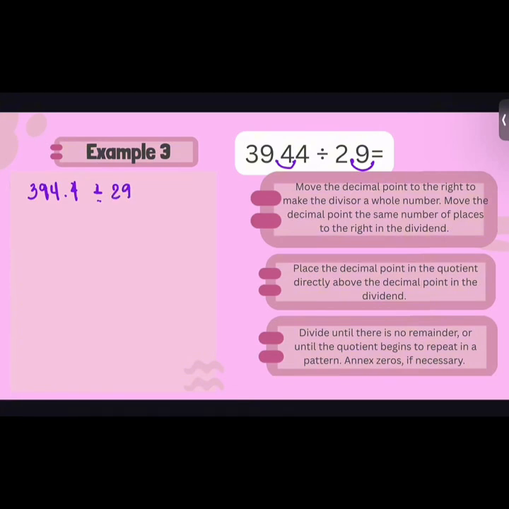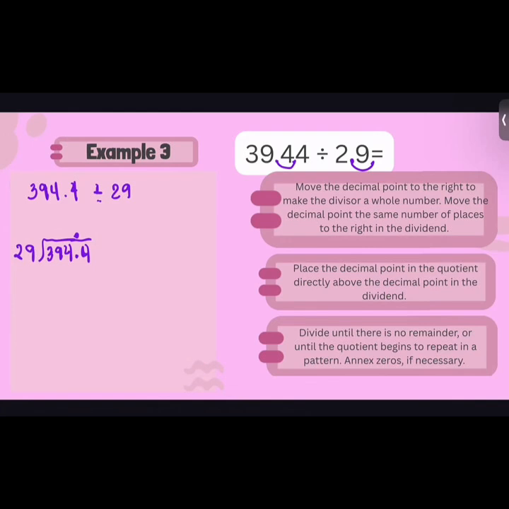So now, let's put it into a bracket or division bracket. So we have 394.4 divided by 29. Now let's proceed to the second step. Place the decimal point in the quotient directly above the decimal point in the dividend. So since andito po yung ating decimal point, i-align lang po natin at ilalagay natin sa quotient part.